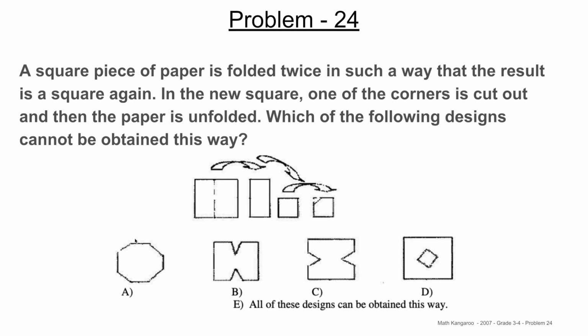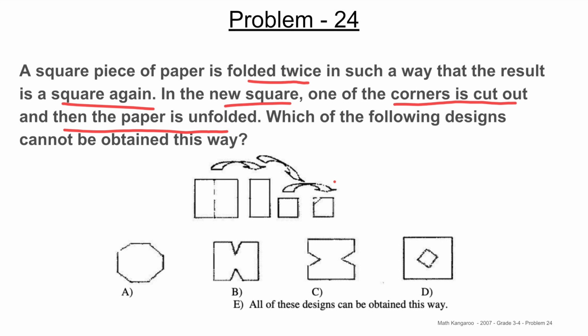Problem 24. A square piece of paper is folded twice in such a way that the result is a square again. In the new square, one of the corners is cut out and the paper is unfolded. Which of the following designs cannot be obtained this way? We need to figure out which of the following designs cannot be obtained by folding the paper twice and cutting its corners.